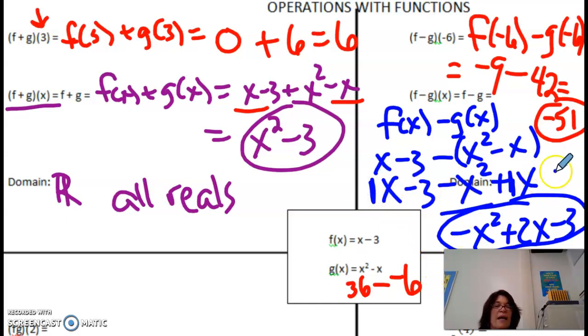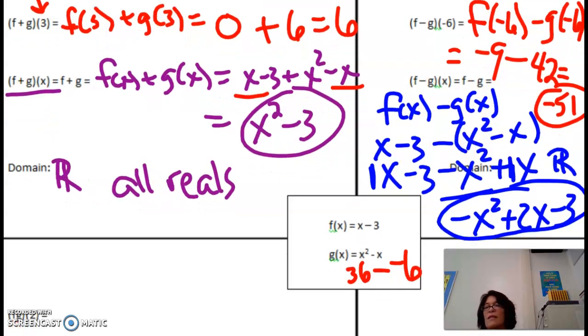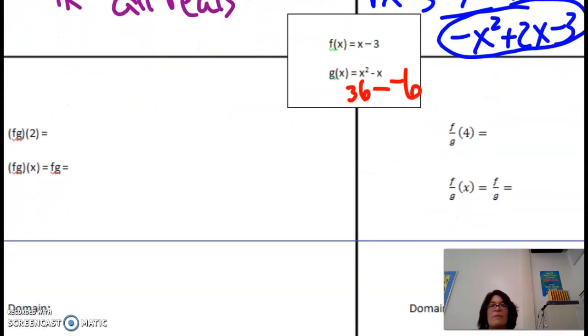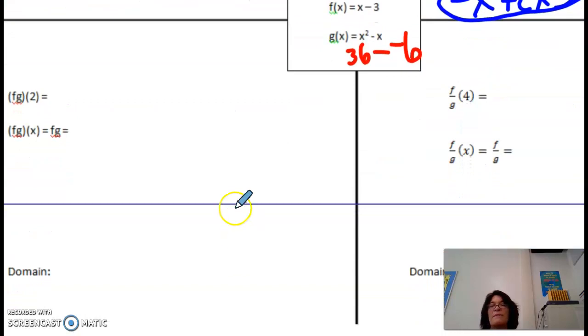And the domain, again, is all reals. There's no denominator to worry about. There's no square root where I have to worry about a square root of a negative. I can stick anything in for x here. The domain for these functions is all reals. Okay, so to add functions, you just add them together. To subtract functions, you just have to be careful that you distribute the negative. Let's go down below to multiply and divide.